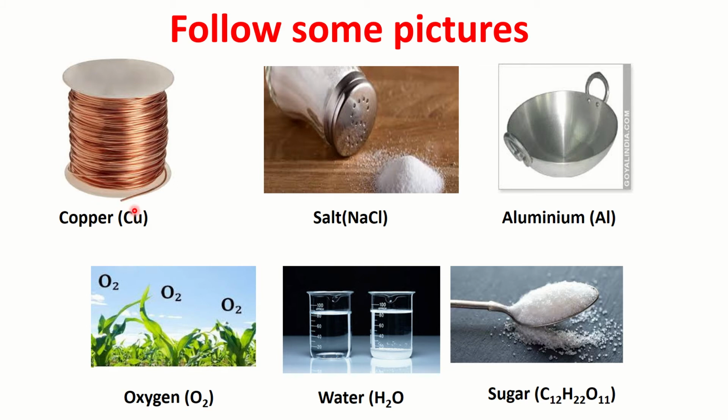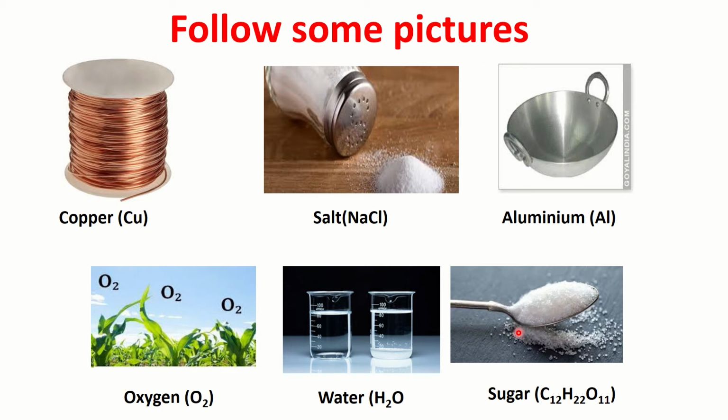Look here, copper, this is only copper, only one component, so this is an element. Salt, this is sodium chloride, that means there are two components, sodium and chlorine. So this matter, sodium chloride, is a compound. In this way, this is aluminium, only one component, so this is also an element. Oxygen, there is nothing but oxygen, so this is also an element. Here it is water, there are two components, hydrogen and oxygen, so this is also a compound.